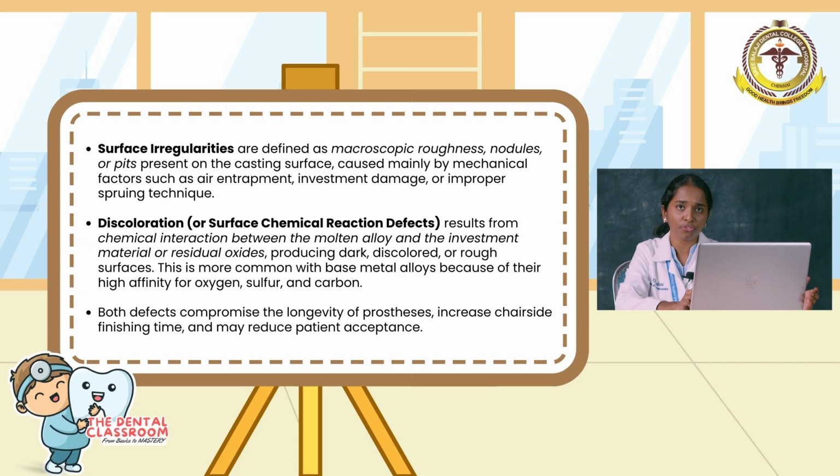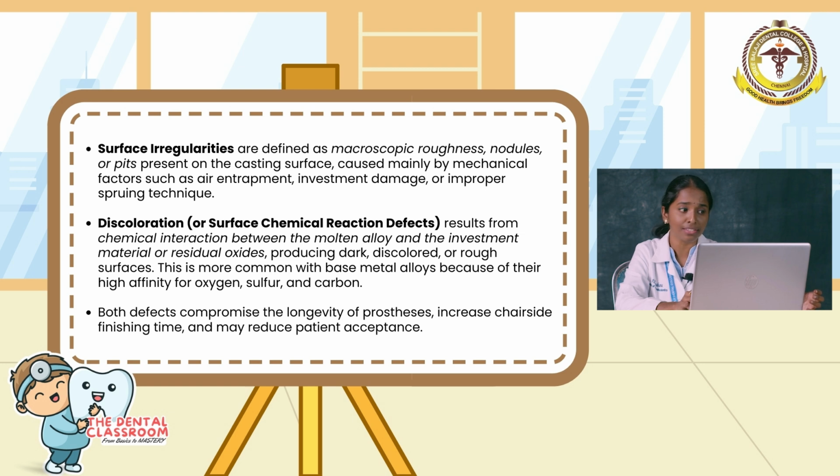Coming to the second type of casting defect, that is surface irregularities and discoloration in dental casting. Surface irregularities and discoloration are common casting defects that adversely affect the fit, function and aesthetics in the case of both fixed prostheses as well as removable cast partial dentures.